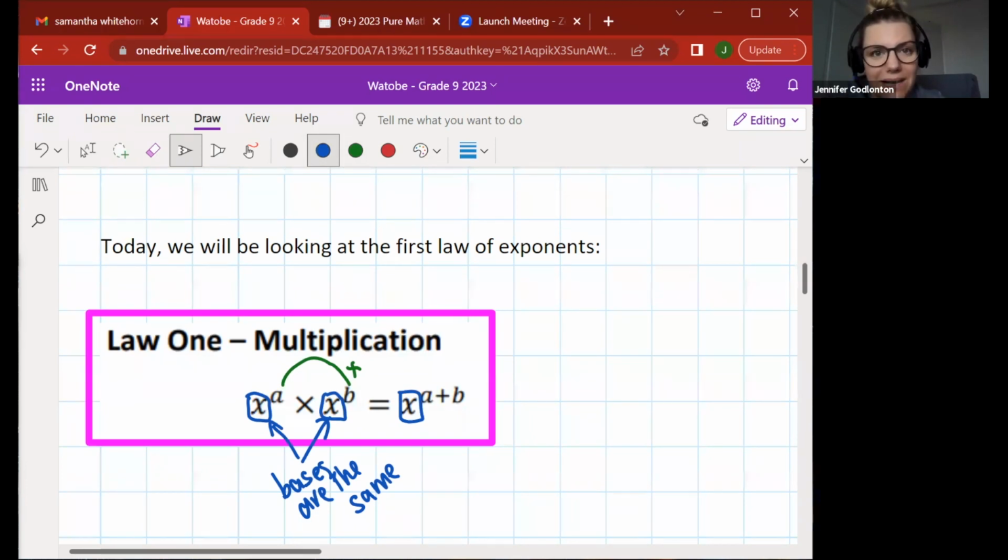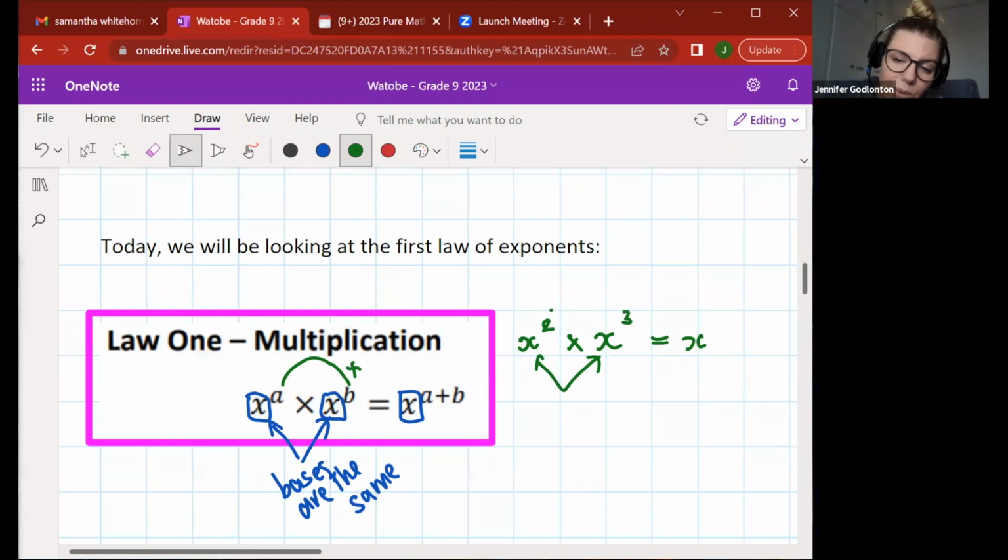So we can say a plus b. Now, I know that sometimes this gets a bit confusing when we're dealing with letters, so let's look at it if we had numbers instead of an a and a b. If I had x squared and I was timesing that by x cubed, my bases are the same, so my base is going to stay the same, and all I'm going to do is add my exponents. So I'm going to say 2 plus 3, which gives me 5.